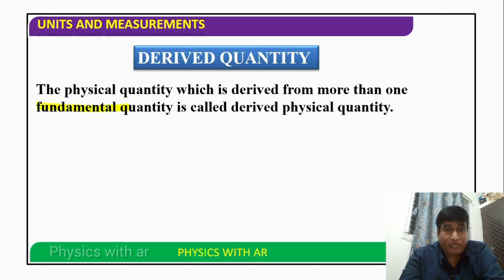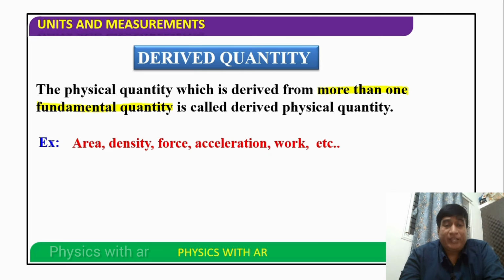So these are derived from fundamental quantities. For this, we can take some examples: area, density, force, acceleration, work. Regarding area and density, I think you have studied them, and you have a little bit of idea regarding force, acceleration and work. All these derived quantities we are going to discuss in detail in upcoming chapters.